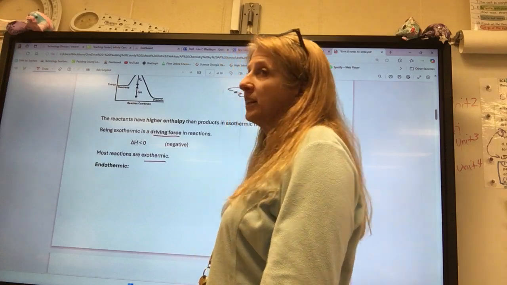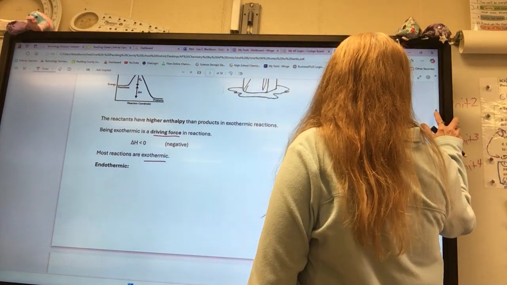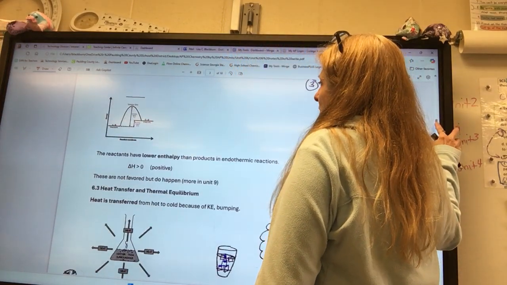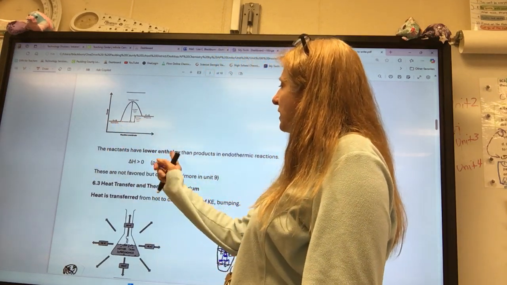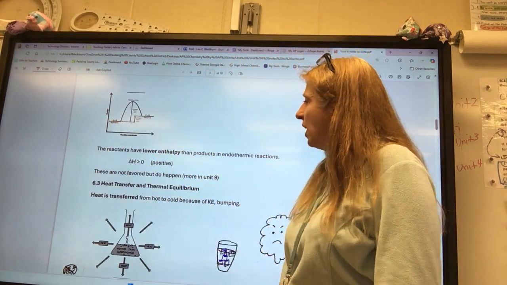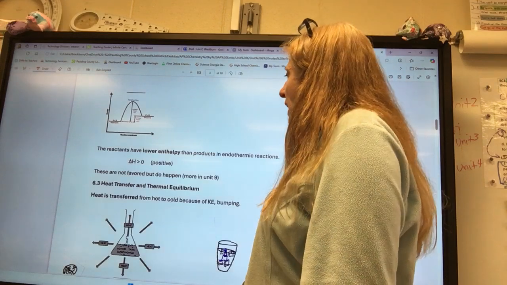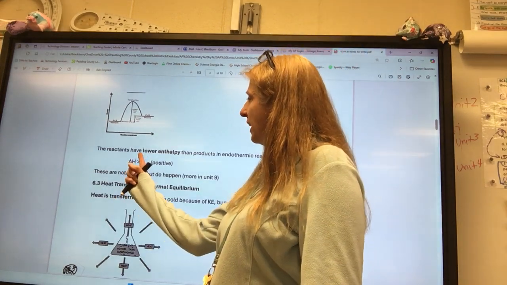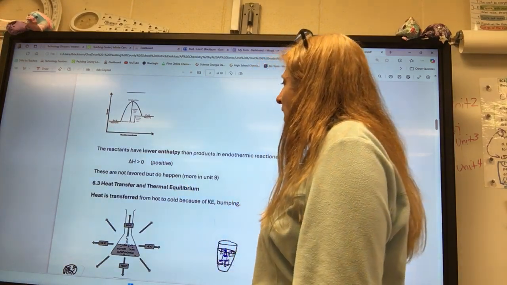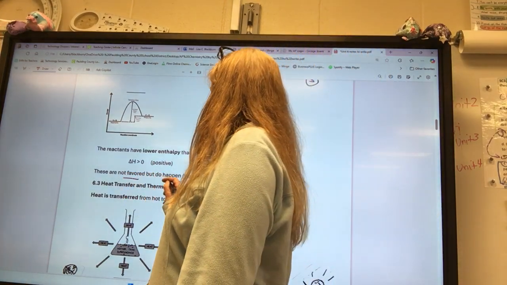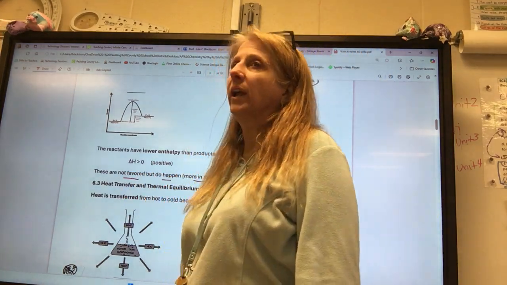Most reactions are exothermic, by far. Next, endothermic. The products are above the reactants. The reactants have a lower enthalpy than the products in endothermic reactions. And then you can write it this way: delta H is greater than 0. That's just fancy math for it. It's positive. These are not favored, but they do happen, and we're going to talk about them more in Unit 9.